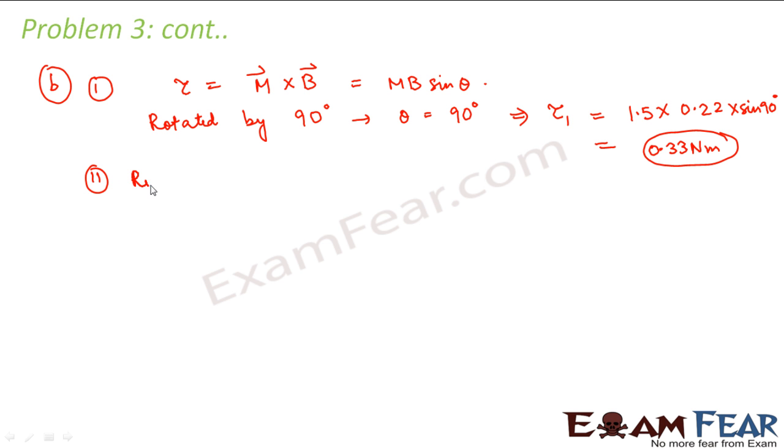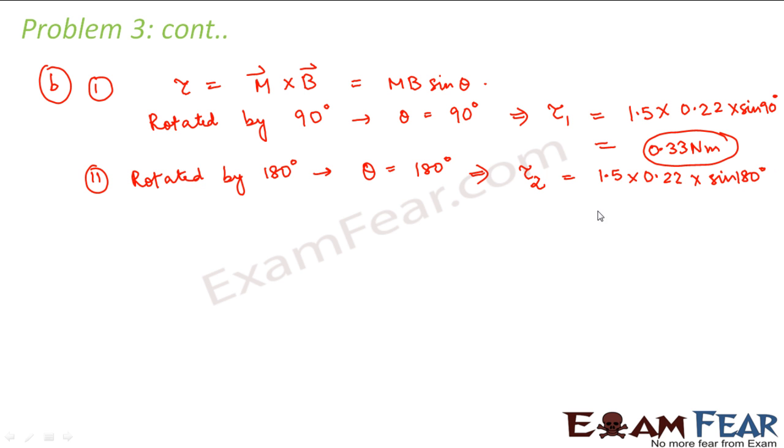Whereas in the second case, it has to be rotated by 180 degrees. Therefore, theta is equal to 180 degrees, and the torque associated with this case would be 1.5 into 0.22 into sine 180 degrees. Now sine 180 degrees is equal to 0, so this torque would be equal to 0. Right? So you understood how we calculated the torque and the work done on the magnetic dipole when it is placed in a uniform magnetic field.